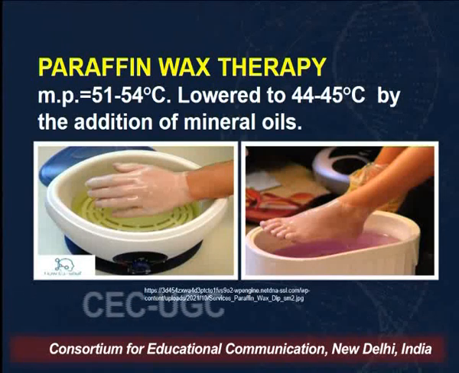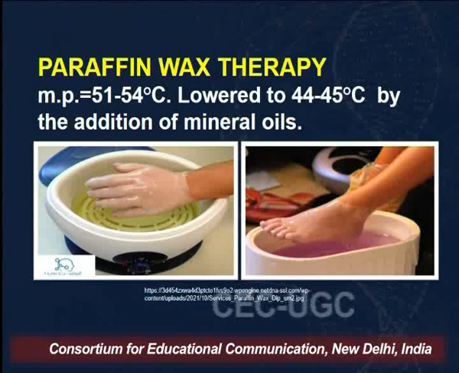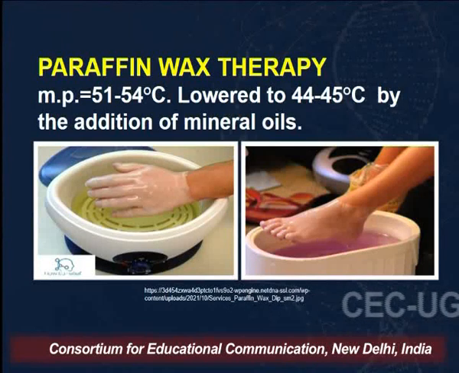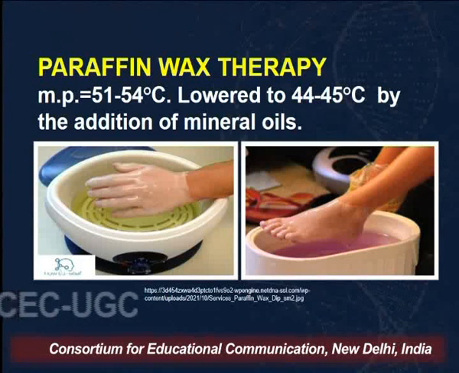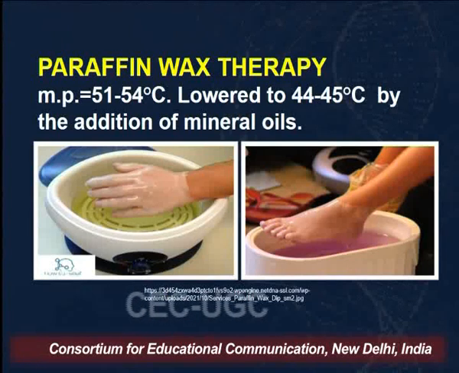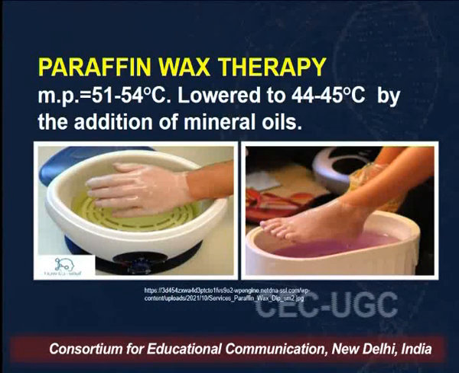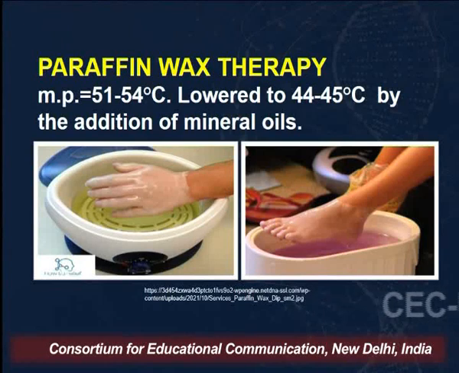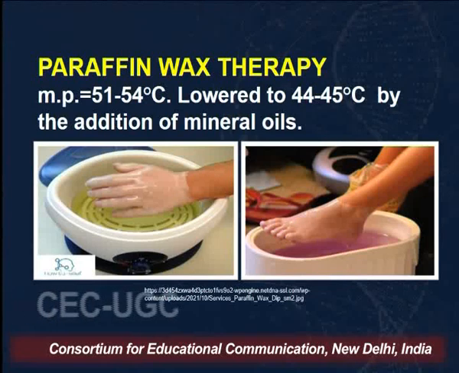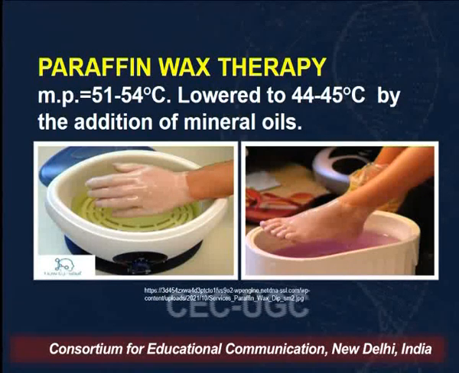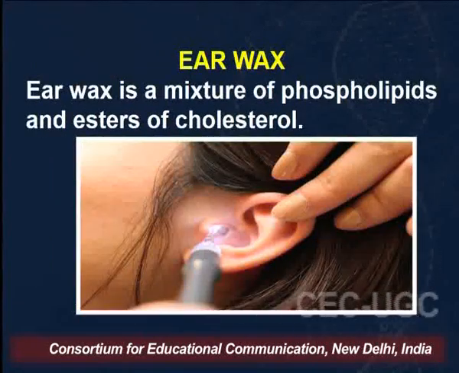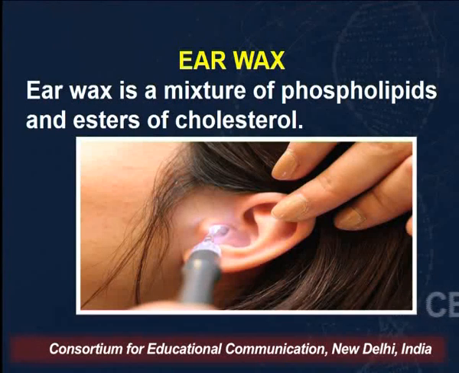So what do we do? We mix paraffin wax with mineral oils which lower the melting point to 44 to 45 degrees Celsius, even lower than that. And then the affected area where we are having pain is dipped in that, and I'm sure it must be giving relief. Now the last type of wax which we are going to discuss today is the earwax.